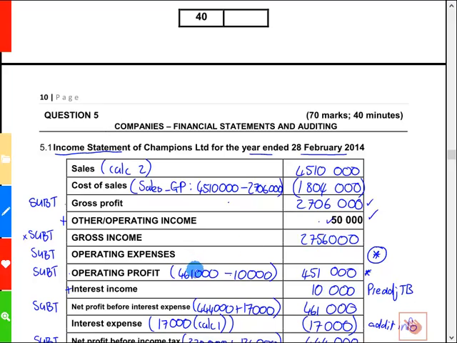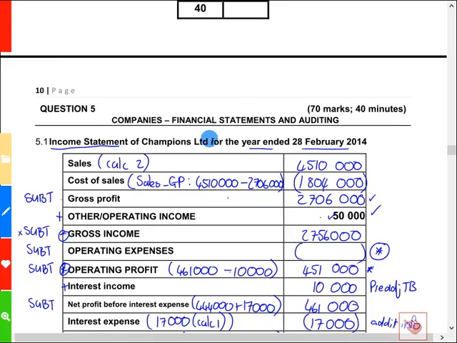And then we only need one more figure. One missing figure here is our operating expenses. We've got the other two figures. We've got gross income and we've got operating profit. So how are we going to get from gross income to operating profit? See if we can calculate the operating expenses, which will be my balancing figure. What are we going to do with operating expenses? Add or subtract? Okay, so let's quickly see if we can calculate your balancing figure for operating expenses. And that is correct.